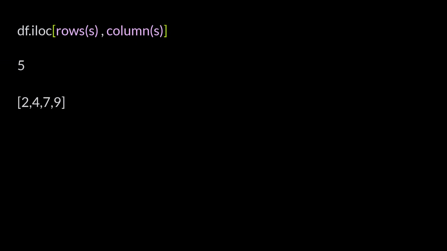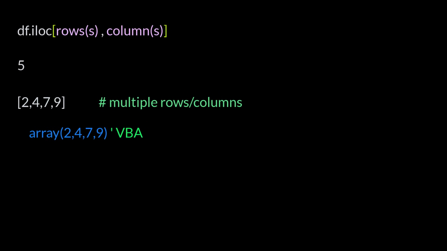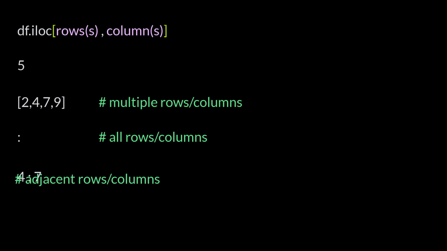iloc is incredibly useful. With just 1 line of code, you get 4 powerful ways to select data. We can select a single row or column using a single integer. We can select multiple rows or columns using a list. And a Python list is equivalent to a 1-dimensional array in VBA. We can select all rows or columns by using a colon as a wildcard. And finally, we can select adjacent rows or columns by placing a number at either side of the colon, and this number represents the starting position and the position that we stopped before.